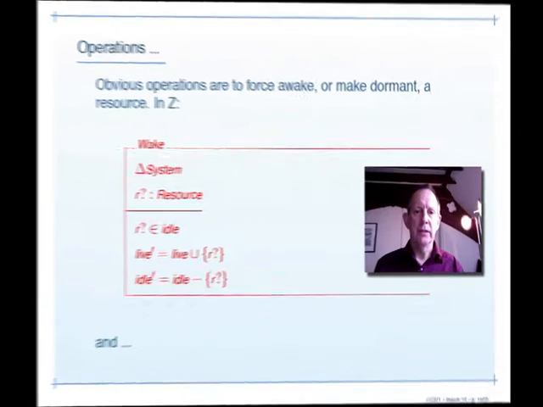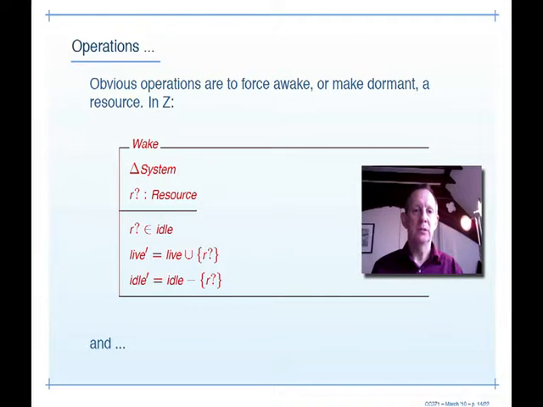Obvious operations on this system might be to force awake or to make dormant a given resource. How would we do that? Well, here's an example of an operation. We call this operation here Wake, and the declarations are as follows. First of all, we have Delta System, which as usual is shorthand for System and System prime. That's to say there is a state space System which describes the before state, and there is a System prime describing the after state. And in this particular case, the Wake, we're going to have an input r?, which is a resource, and that is the resource that we're going to force to be awake.